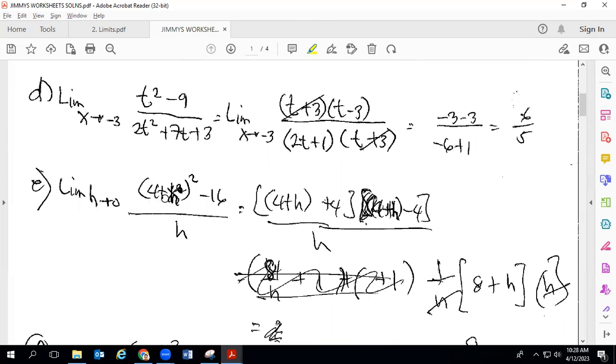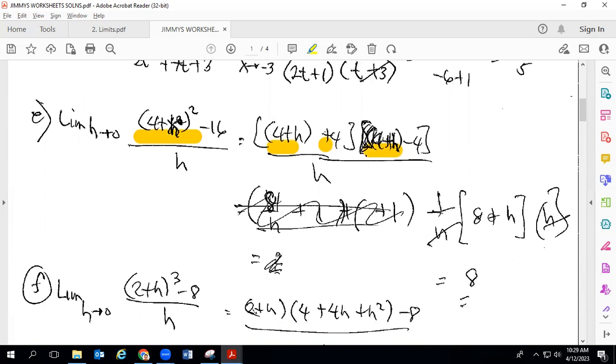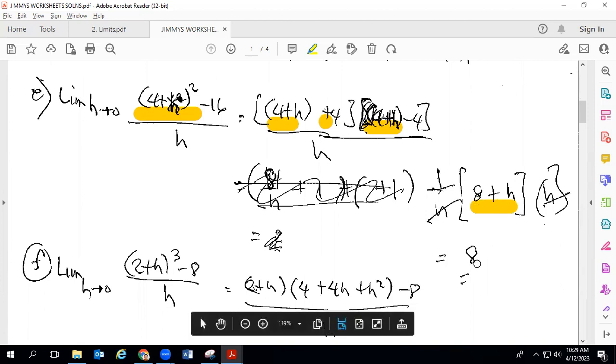This is 4 plus h, okay, squared minus 16. This is just a difference of two squares. The factor of 4 plus h squared is 4 plus h, and then 4 plus h. The factor of 16 is negative 4 or positive 4, negative 4. Okay, so from here, simplifying this one, we can arrive at this value, and thus from here, you can get this value, 8.